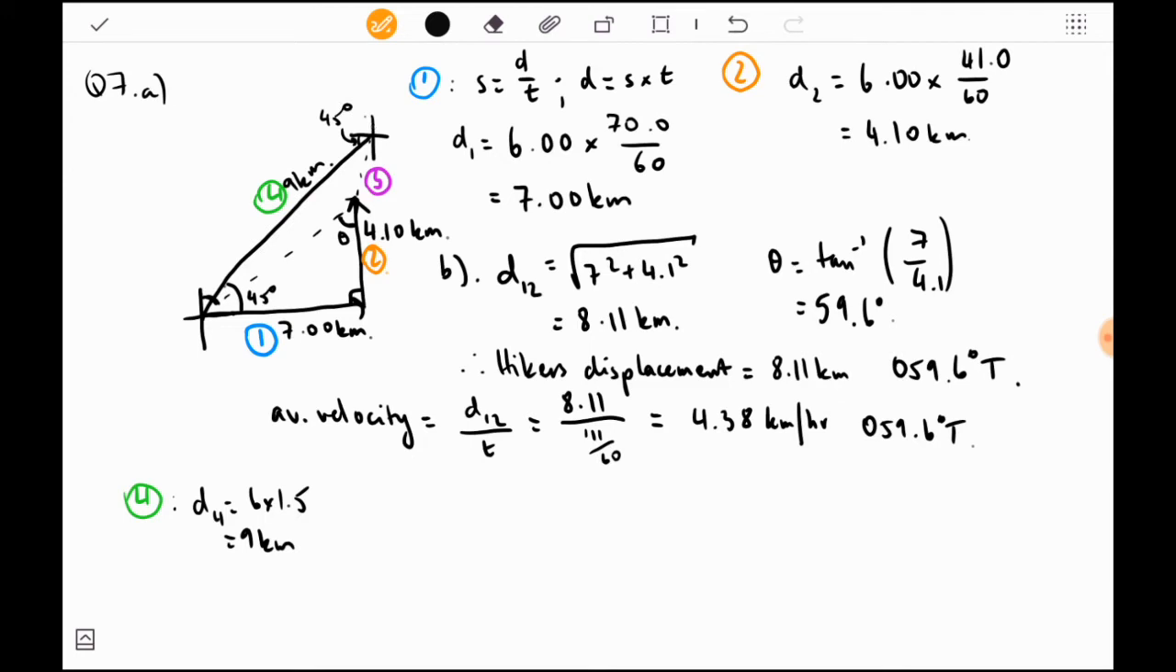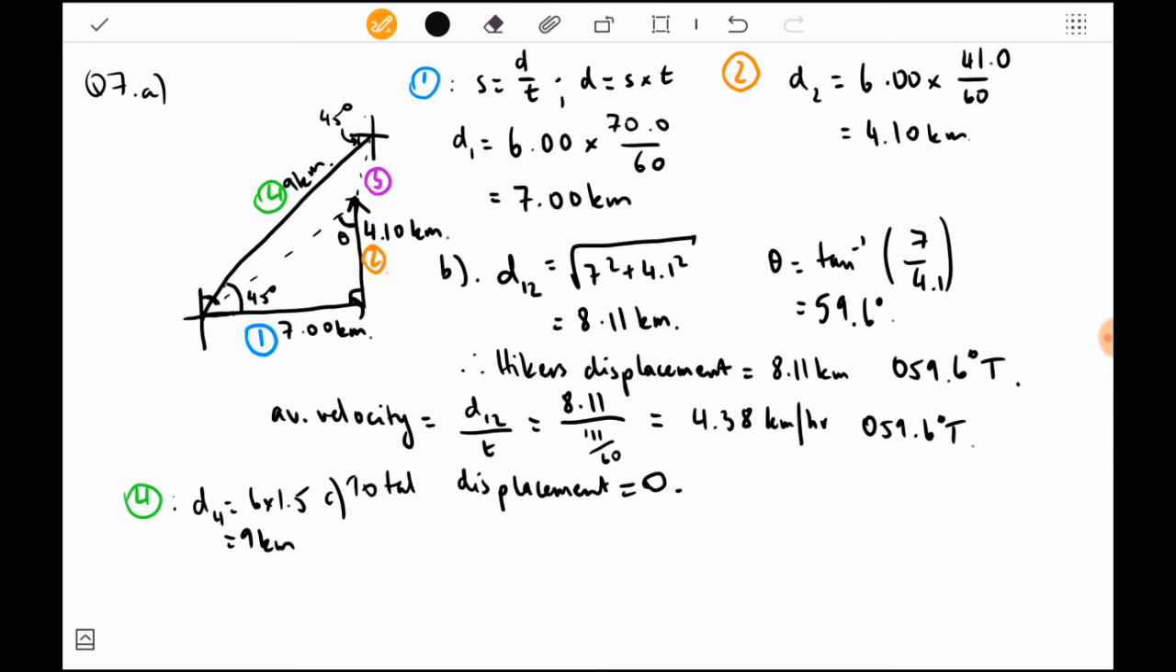Okay, so we want to find out now what was their total displacement. Well, that's easy. They went back to where they started, so that means that their total displacement, which I will write here, part C, total displacement is 0.